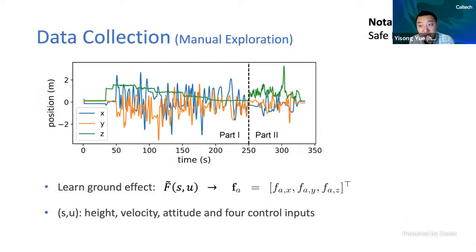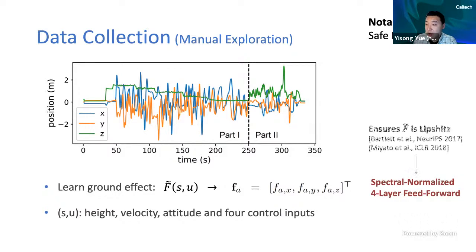And so this is what data collection looks like. We fly the drone. In this case, we flew it manually for about 6 minutes. And we flew close to the ground at different speeds. And we collected the residual error of what our nominal aerodynamics models predicted versus what actually happened. And then we used that to train this residual dynamics model F tilde. That's the basic idea. And then we implemented F tilde using a spectral normalized neural net. And the reason why we use spectral normalization is that it ensures by construction that F tilde has a Lipschitz constant.